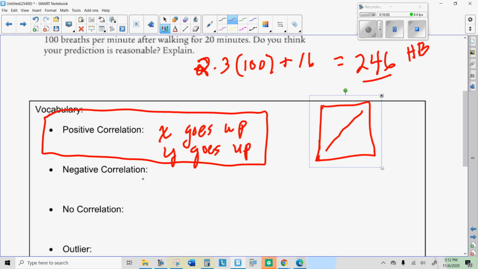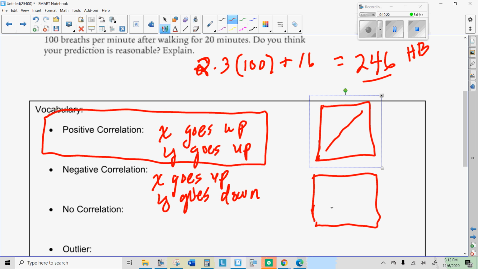A negative correlation is when x goes up, y goes down. That would look like this. When you draw your line of best fit, you'll notice the points going this way. Basically, if you have an increasing line, or the dots are showing an increasing trend, then it's called a positive correlation. If you have a decreasing trend, it's called a negative correlation.